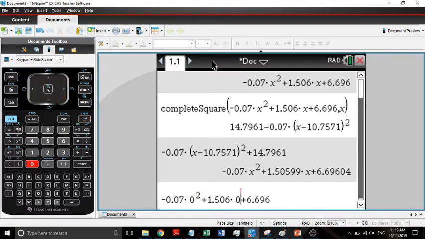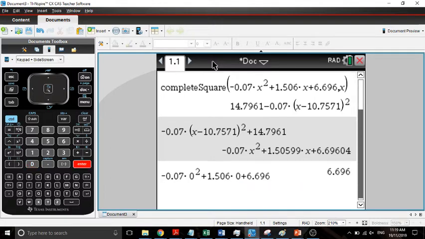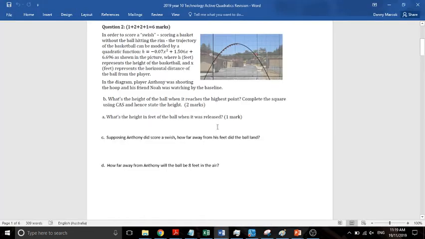And I think we'll get 6.696. What do we know? Because that is our y-coordinate, or our y-intercept. So that's what we get for that. So that's the height when the ball is released. Suppose Anthony did score a swish. How many feet away did it land?